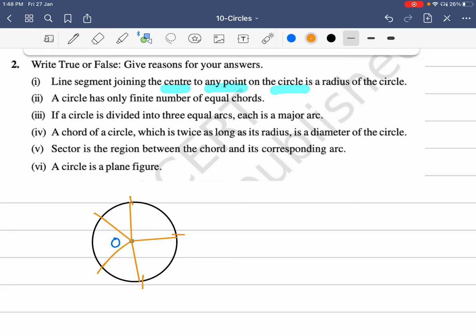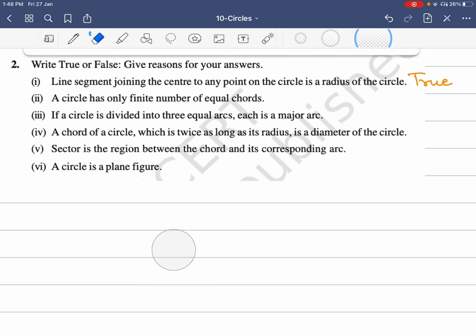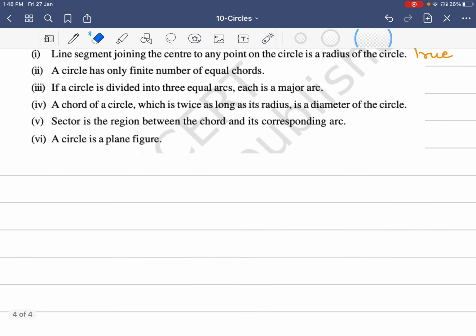That is the very definition of the radius of the circle. It is a line segment which starts from the center of the circle to any point on the circle. So this statement, I'm going to mark it as true. And let's erase this. Yes, let's erase this as well. Okay. Now let's go to statement number 2.